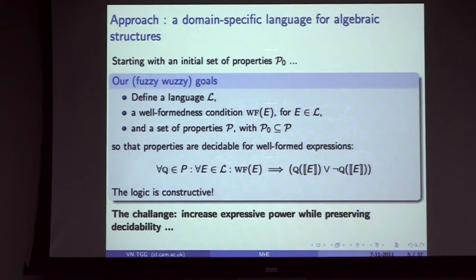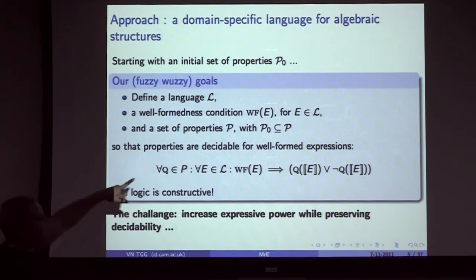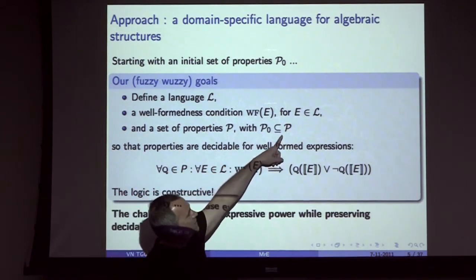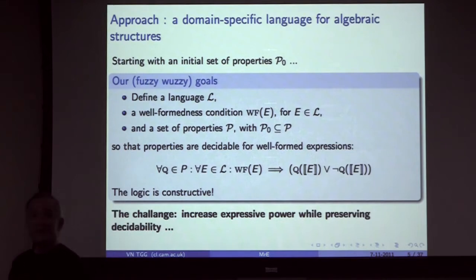Okay. Now, why did I put P0 in P? Well, the thing is, you start with an initial set, and then as you add constructors to this language, you have to throw in other properties, in a way that we'll see. And so the set of properties you're actually working with can grow very large. Okay, so that's sort of the basic idea of what we want to do.